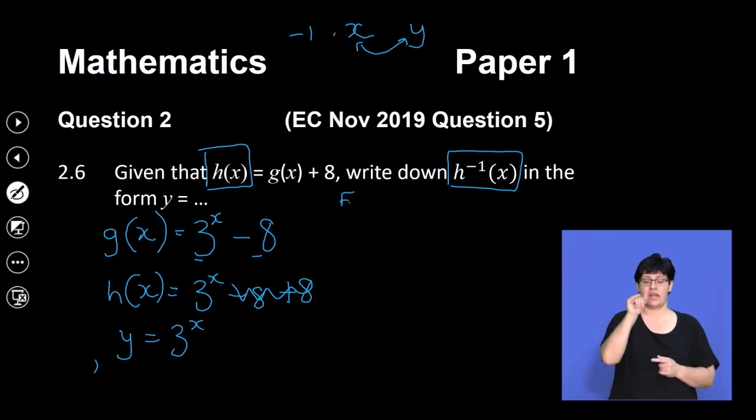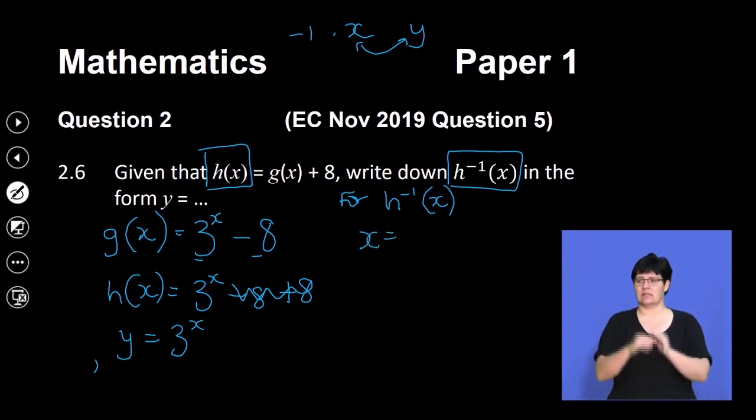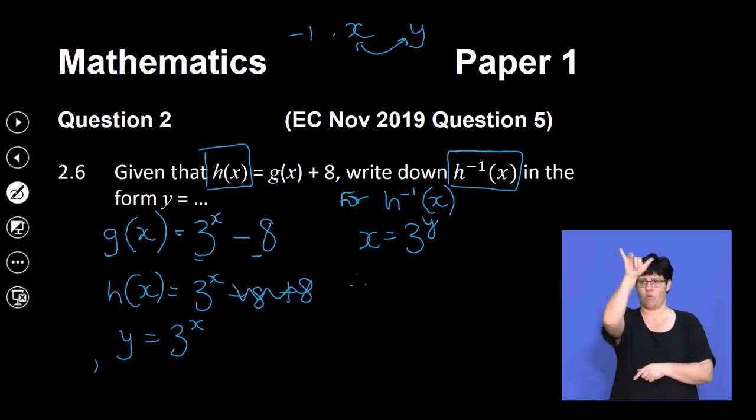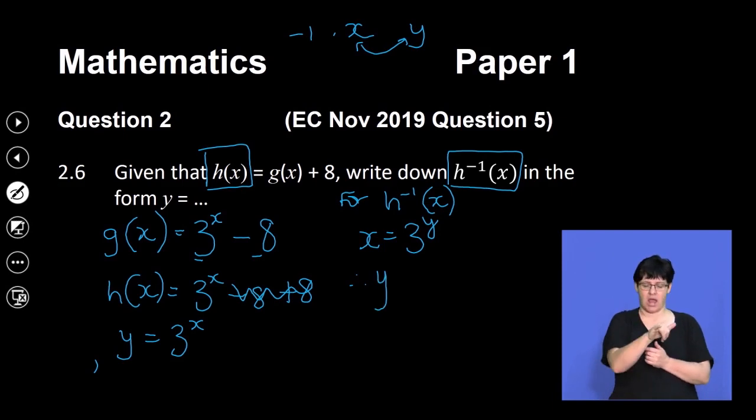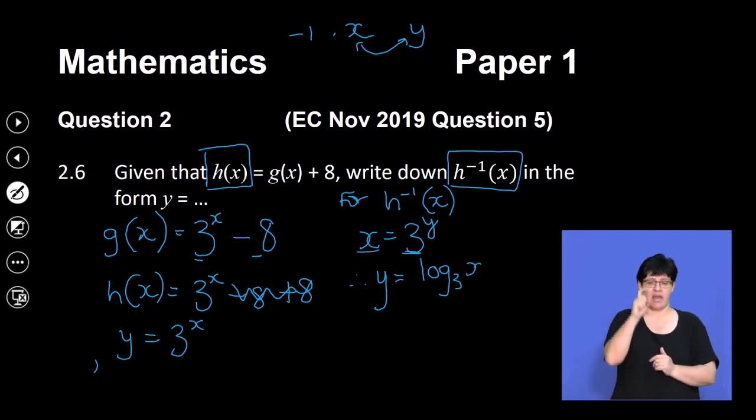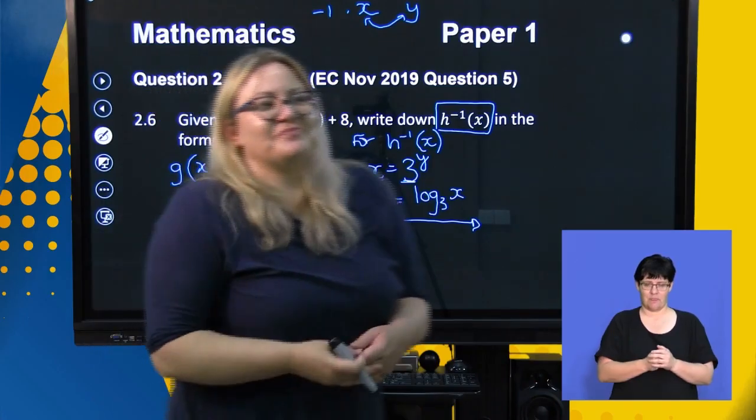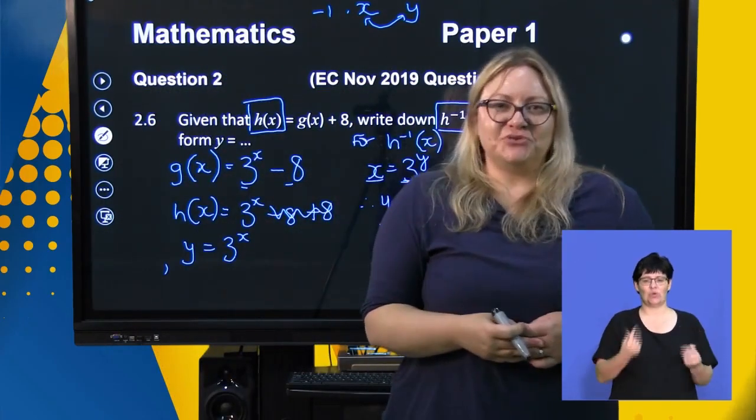So for the inverse, we're going to have x is equal to 3 to the power of y. And here, this is where our knowledge of logs is going to come in. So we need to make y the subject of the formula. So y is going to be log base 3 of x. Okay, so that's all we're going to do on functions.